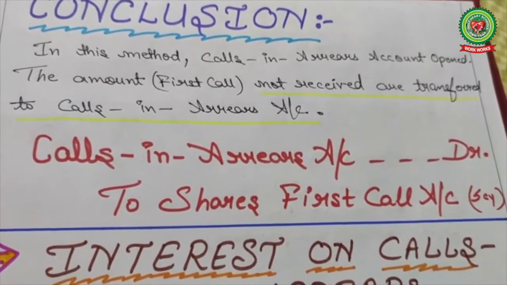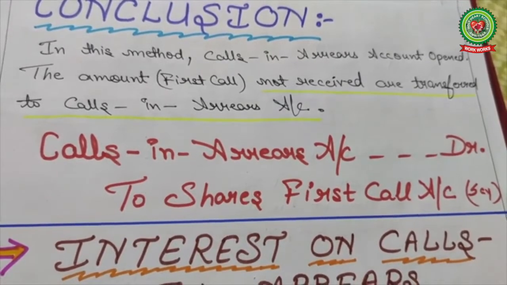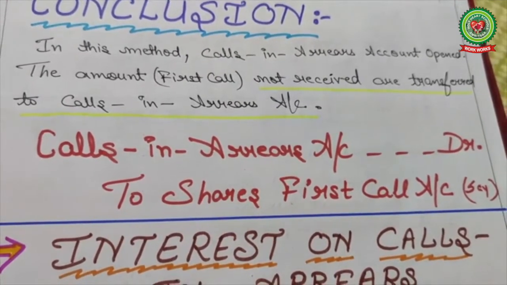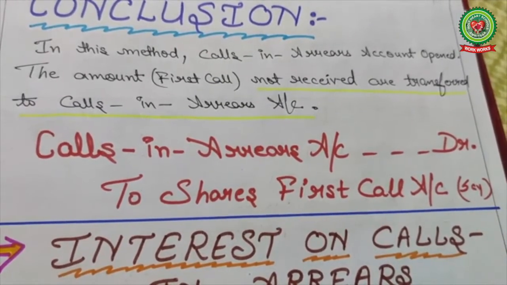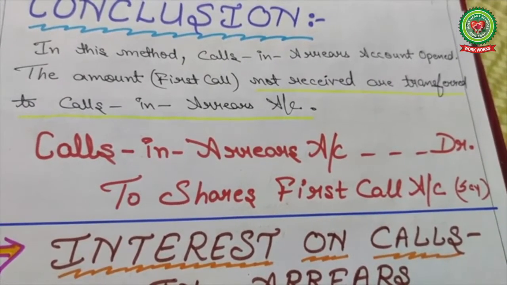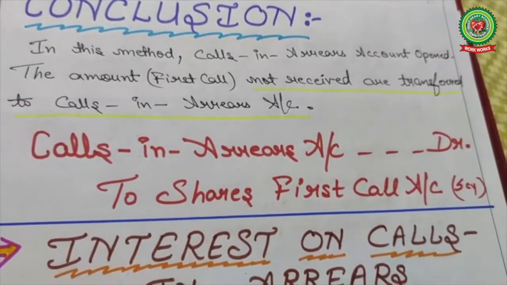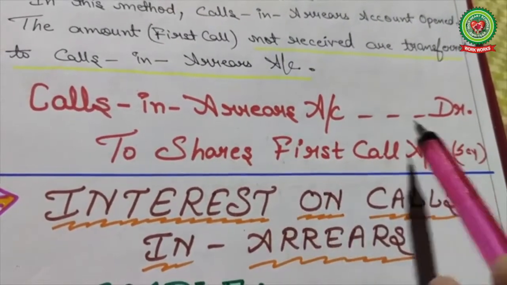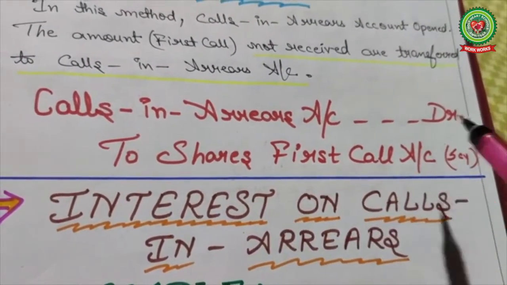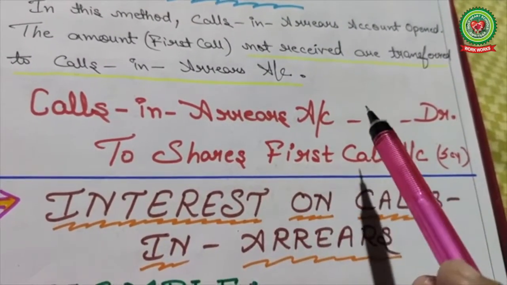In this method, the calls in arrears account is opened, and the amount of first call not received is transferred to the calls in arrears account. The main point in the second method is that in the first method there is no need to pass a separate entry for calls in arrears account, but in the second method it is required. Like here, calls in arrears account debited to share first call account. Very important entry. I already discussed it with you with the help of the example.